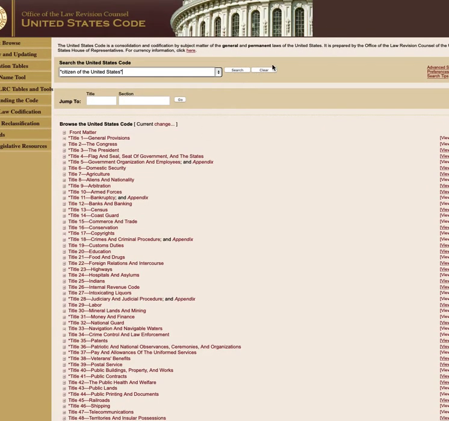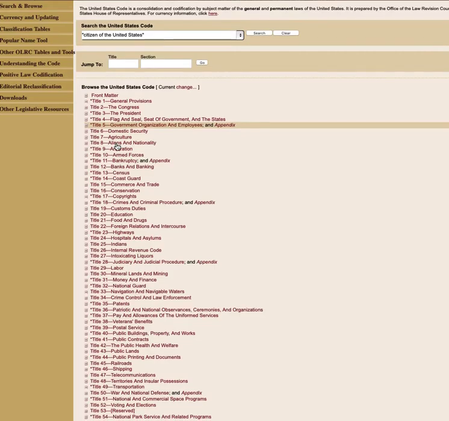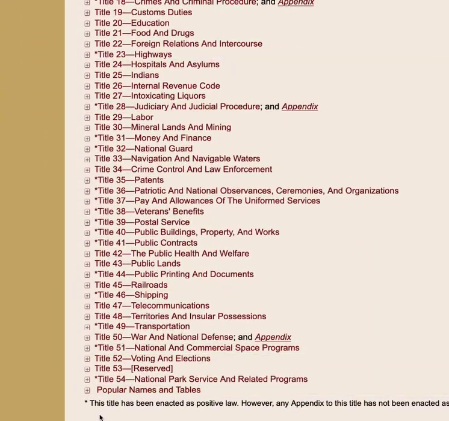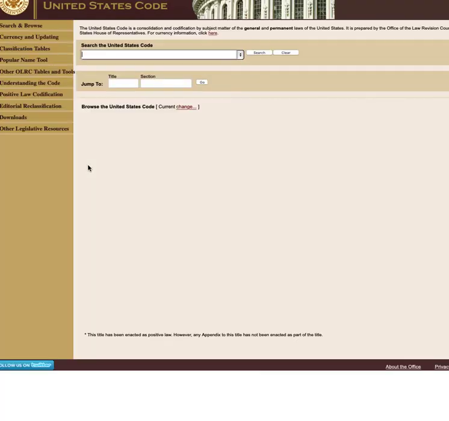Okay, so I'm going to clear this because I don't actually want to search it. Something else I want to show you that's really super important for people to understand, and that is way down here at the bottom. This title has been enacted as positive law. Okay, and then it says something about the appendixes, which I don't really care about. So here you have asterisks. These are positive laws. So when it has something that's not a positive law, this is simply a business.